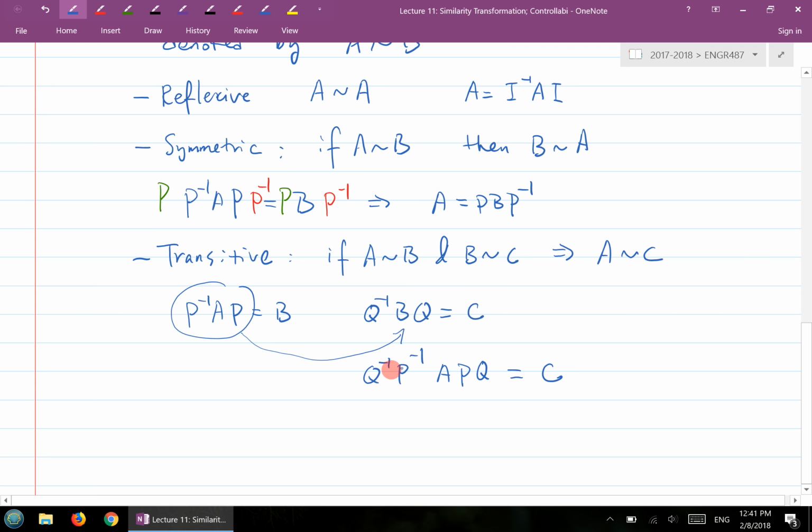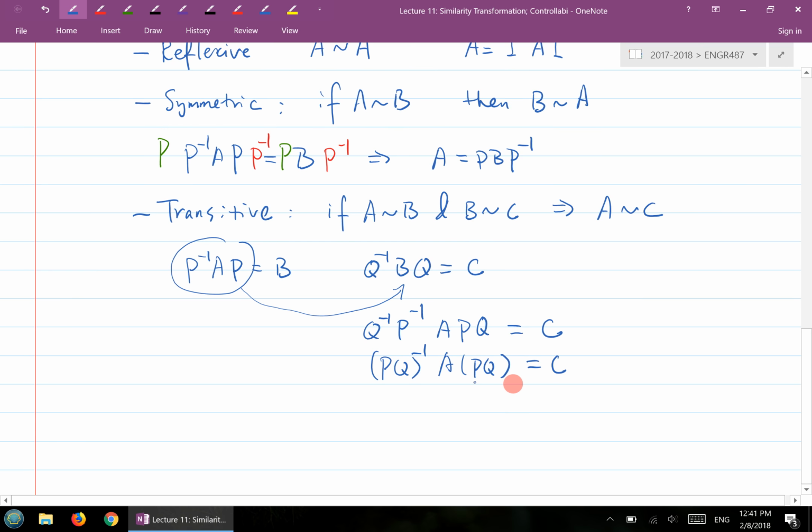Q inverse P inverse is equal to (PQ) inverse. Then times A, and put this PQ together. So you see now this is exactly in the format of the similarity definition, right? So that's why A is similar to C. So that's the basics behind this concept of similarity transformation.